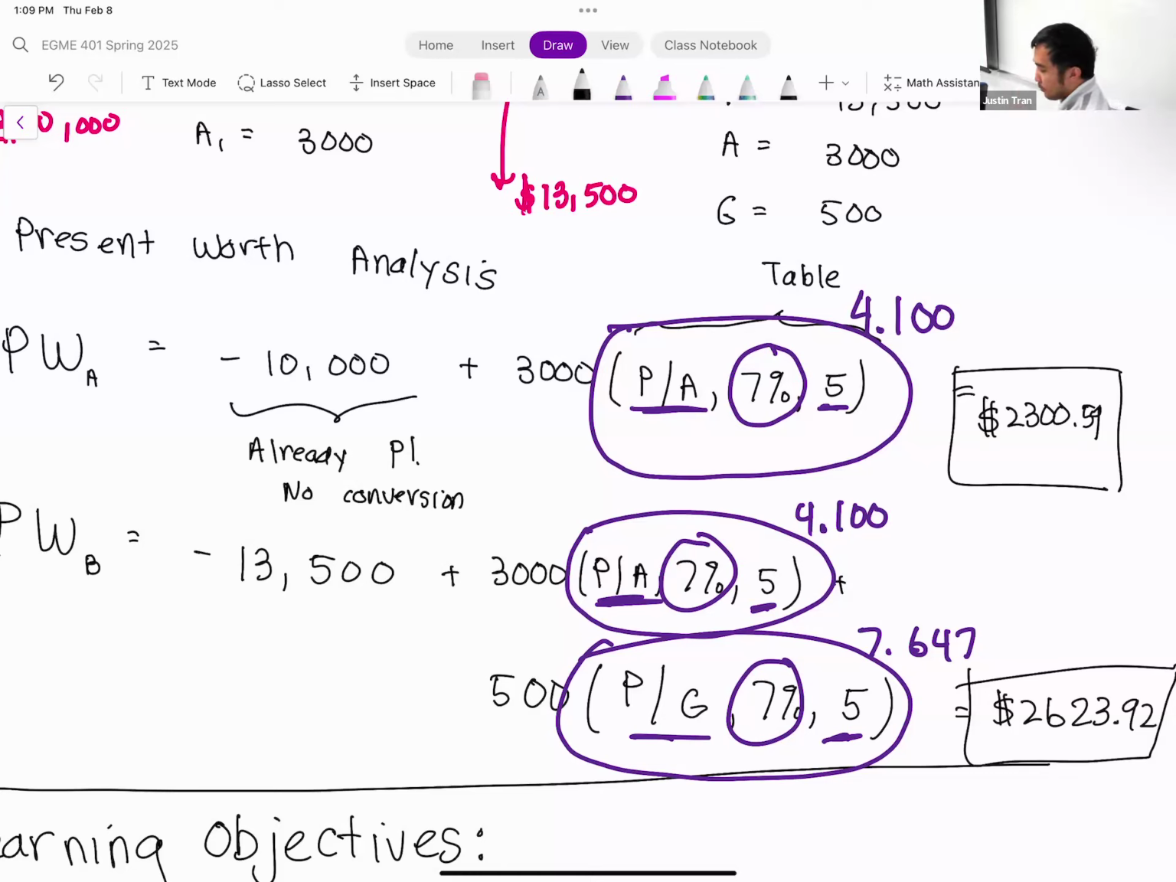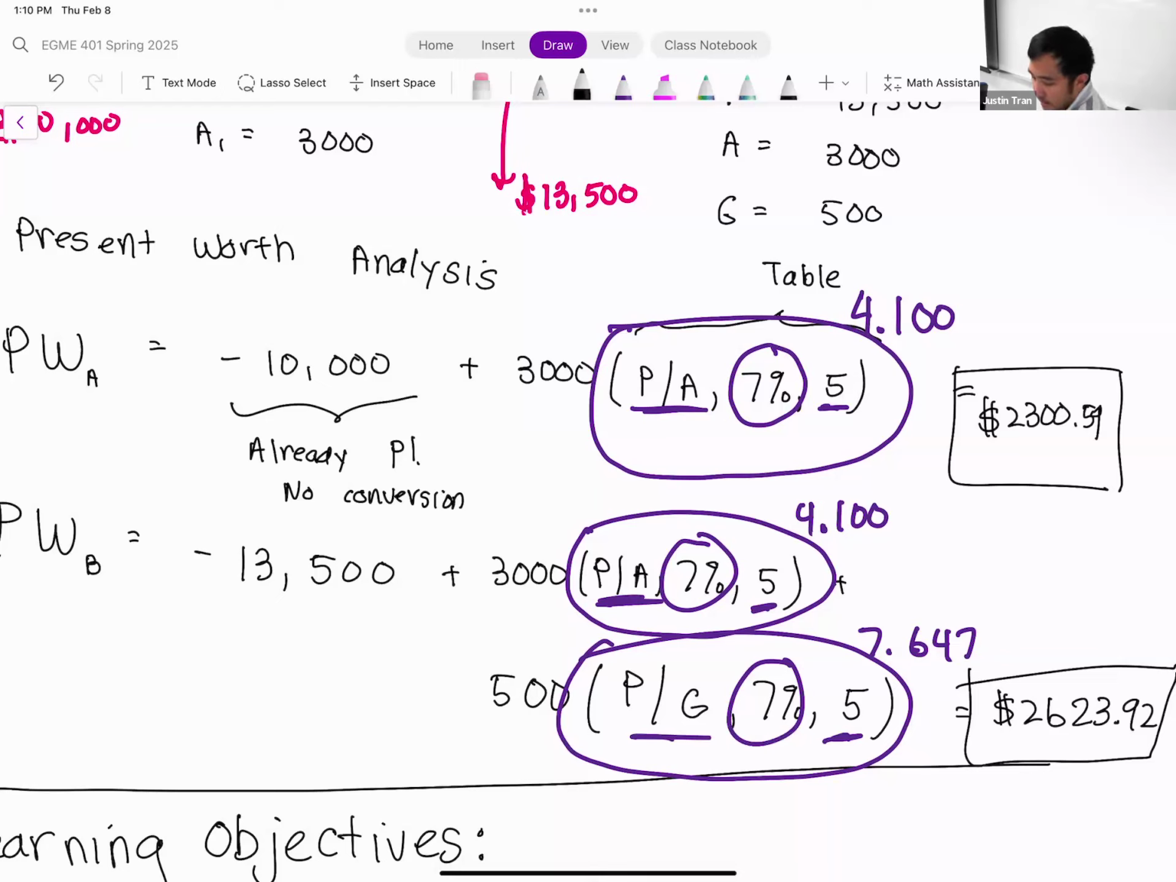All right, so for this case, we want to choose the machine that's going to be more economically better, or give us more money. You can see from the present worth analysis that option B, or machine B, is going to be better in this case. Okay. Any questions on how we finished up that example? Okay. All right, so that's present worth analysis in a nutshell.